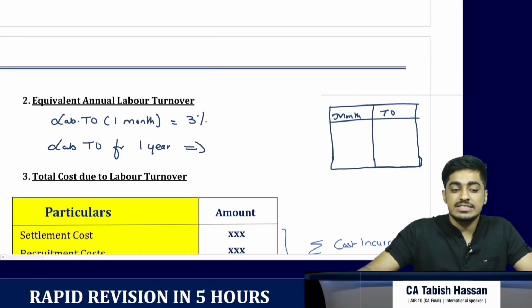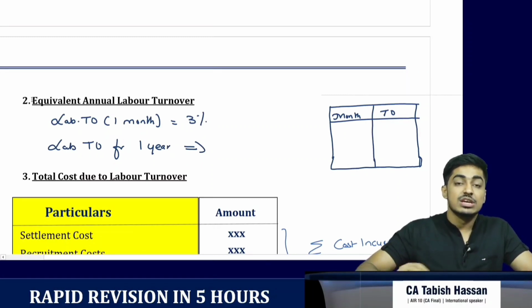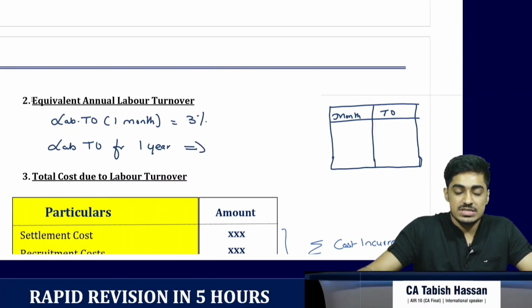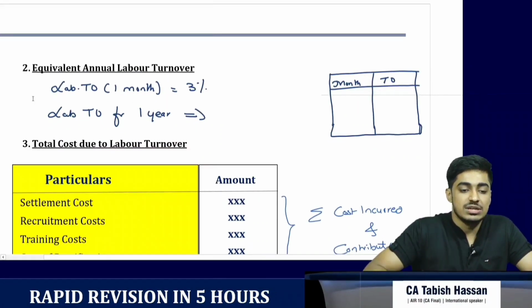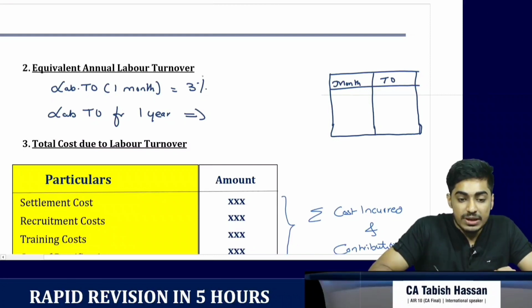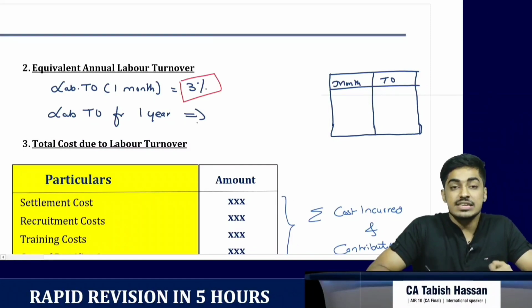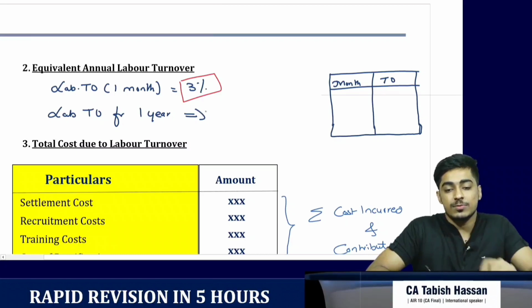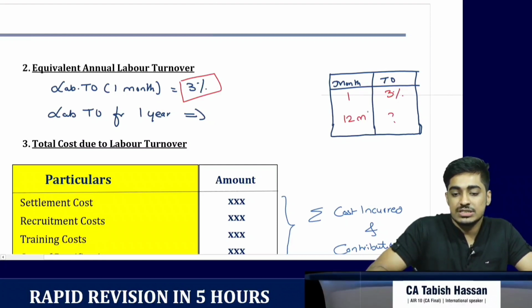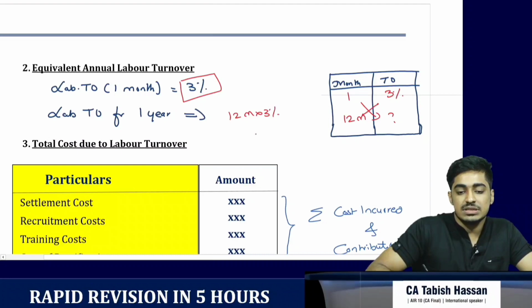The next kind of tricky adjustment in exam is that the question may ask us the equivalent annual labor turnover. Say in May 18, this question was there. We calculated and got the labor turnover ratio for 1 month as 3%. So the question is asking what is the equivalent labor turnover for 1 year. For 1 month, it is 3%. For 1 year, we have 12 months. So how much is it? Simple cross multiplication. 12 months into 3% gives us 36% per annum.